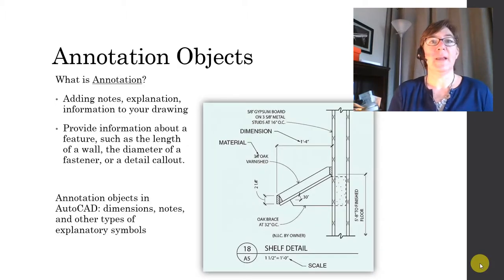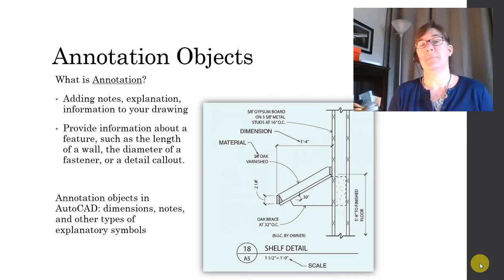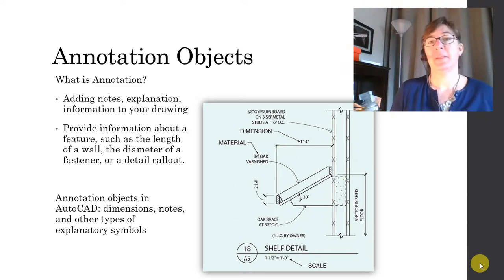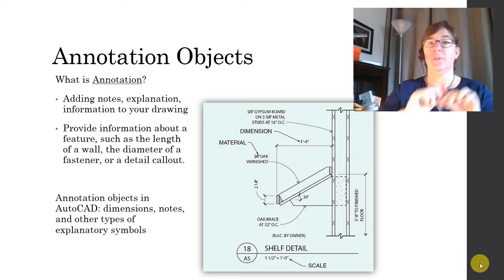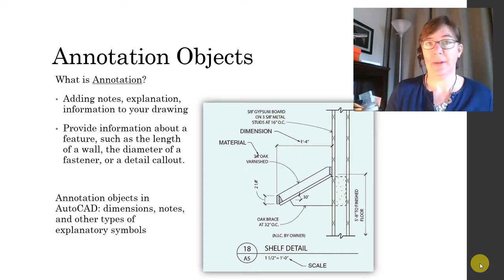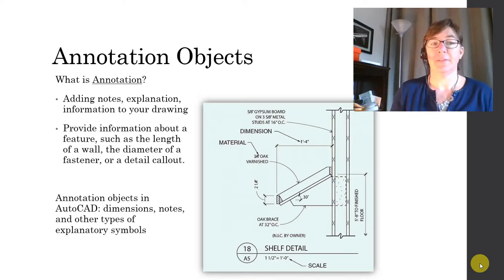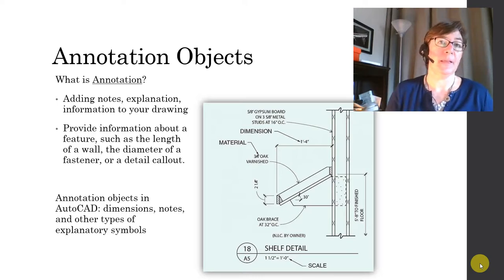So first of all, what is annotation? This might not be a word that you know. Annotation is how you add notes, explanation, and information to your drawing in addition to the lines that you've already drawn. In this way, you can provide information about a feature, such as the length of a wall, the diameter of a fastener, or specifically a detail callout.